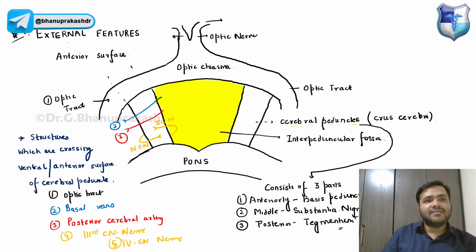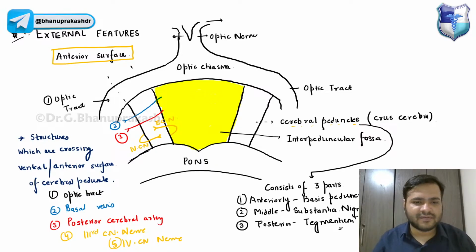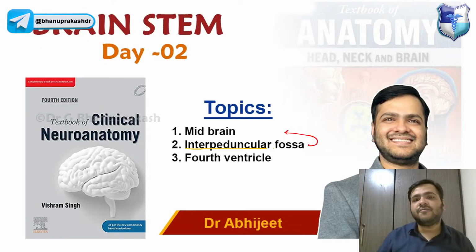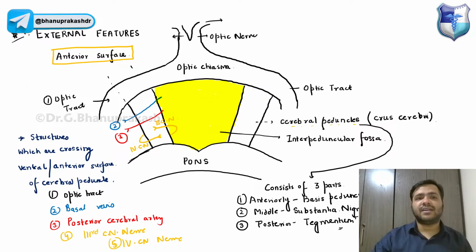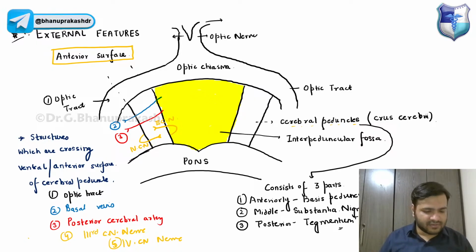So first we have seen the anterior surface, guys. We have seen how it looks like. We have these crus cerebri which form the anterior surface. Now guys, before moving on to the posterior surface, let us first discuss this interpeduncular fossa. That is again a part we have to discuss, between the two cerebral peduncles, and again we will be drawing the same diagram just to see how it looks like.